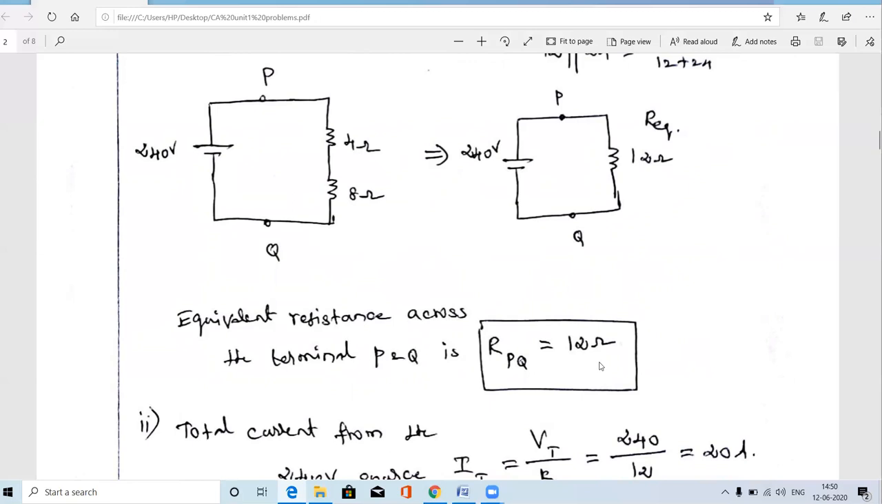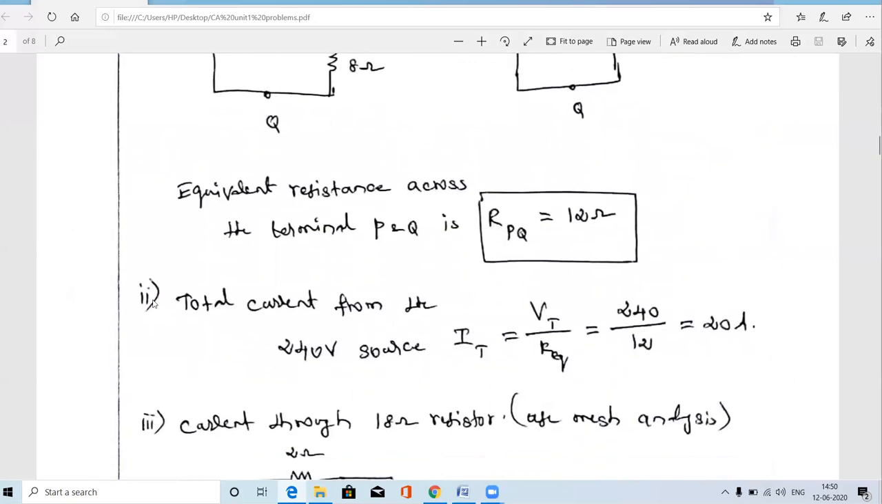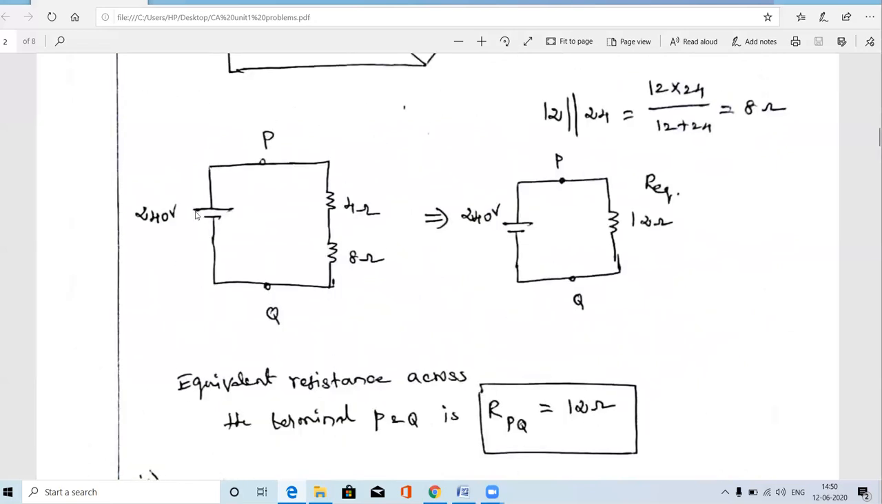Then the second question: we have to find the total current supplied by the 240 volt source. This is the simplified circuit. The given circuit is simplified into only one voltage source with one equivalent resistance. So our question is, what is the current supplied by this 240 volt source? That is the total current.